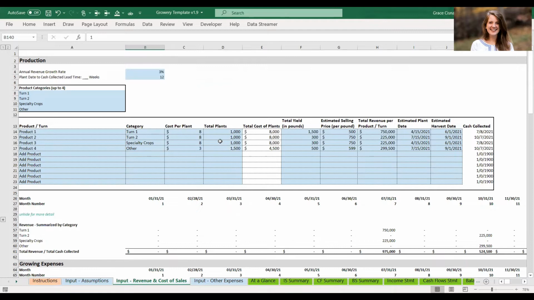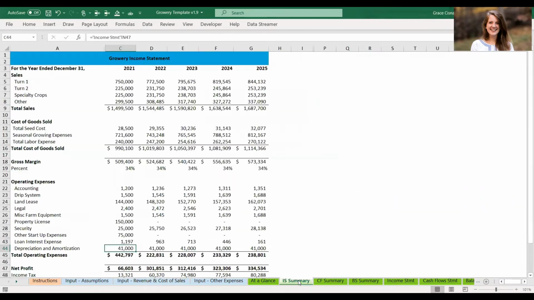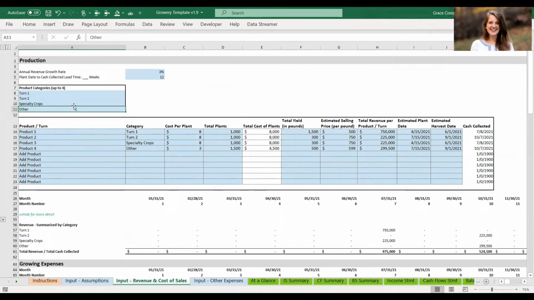So right at the top here, you can pick up to 4 categories. These are the broad categories that are going to show up on your income statement at the top. Just to show you here, they flow through right here to your income statement. So you can enter up to 4 categories. If you want to do less than 4, that's fine too.